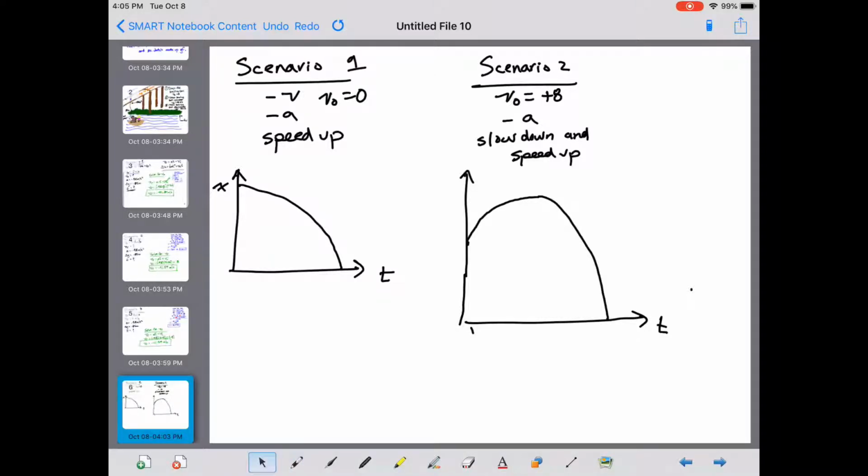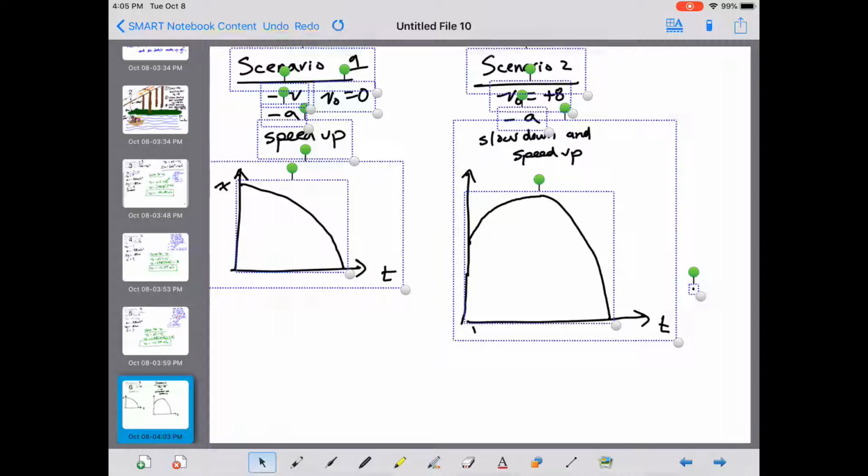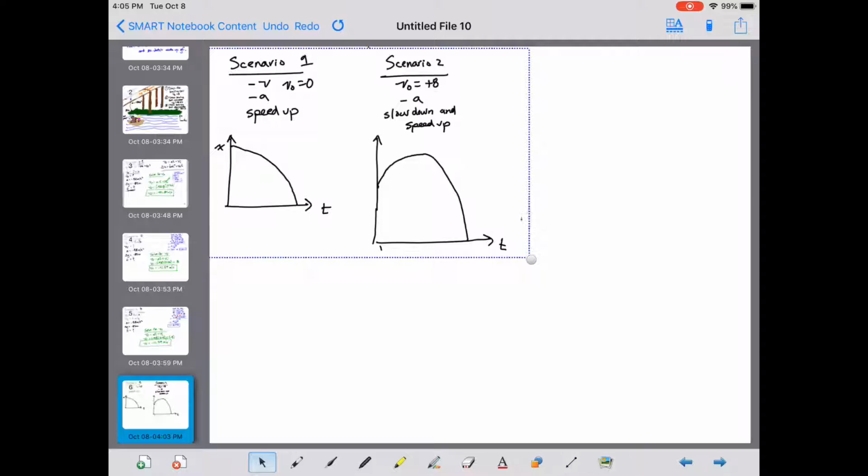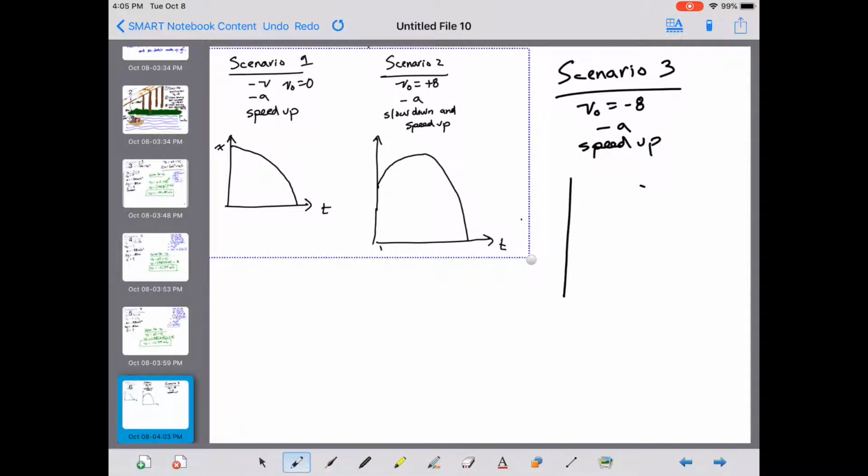In scenario number 3, spelled that completely wrong. We have velocity initial of negative 8. We have a negative acceleration, and we speed up the entire time. So what we end up getting there is an initial velocity down, and then we speed up.